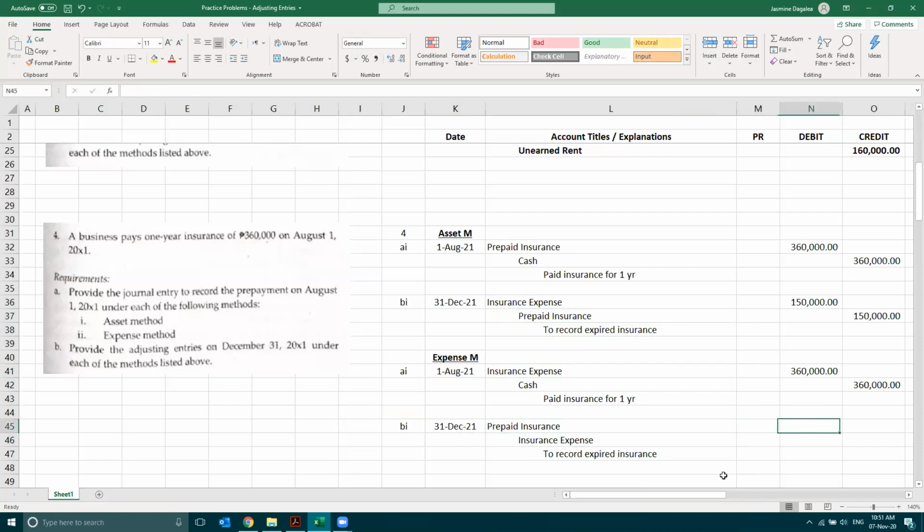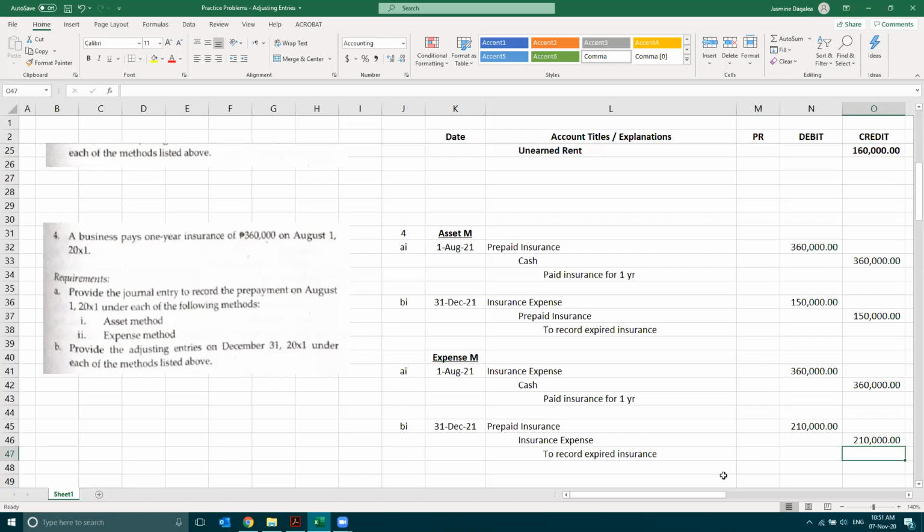How much? 360,000 divided by 12, times 7 months, ma'am, because 5 was the earlier one. So 210,000. Correct. So if you initially recorded it as an asset, in your adjusting entry you recognize insurance expense. If you initially recorded it as an expense, you bring it back as an asset in your adjusting entry.